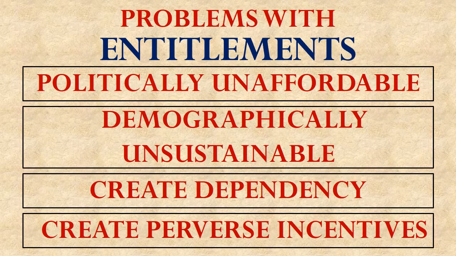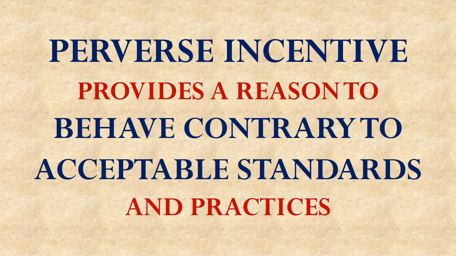A fourth problem with Obamacare is it creates what we can call perverse incentives. Well, what do I mean by that? Perverse incentives are reasons that a person has to behave in some way that actually contradicts accepted standards. So let me explain this with a diagram.